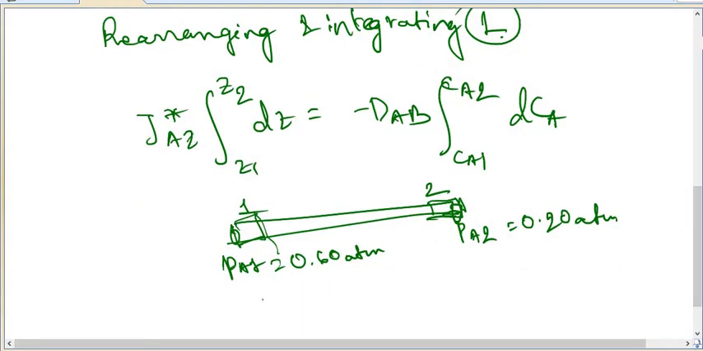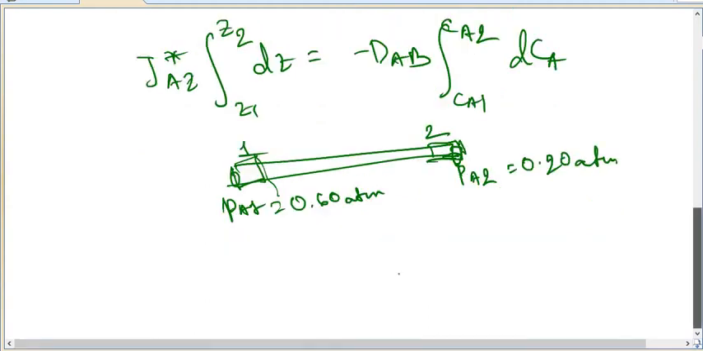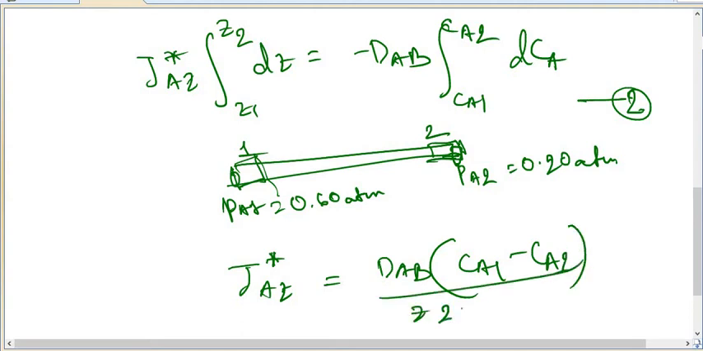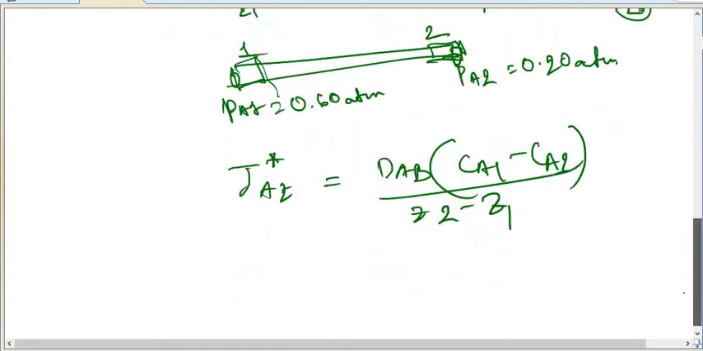When we rearrange and solve this equation, equation number 2, we find that Jz star, our flux of A, helium, in the Z direction, is equal to DAB, taking the negative sign inside, CA1 minus CA2 divided by Z2 minus Z1. This is the difference in the path traveled, or this distance. Z2 minus Z1 is given as 20 centimeter or 0.2 meter.